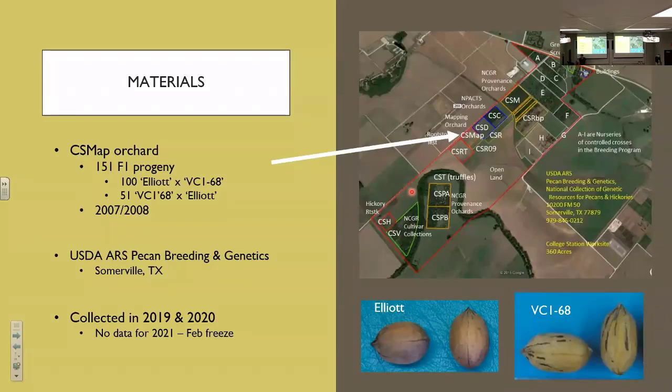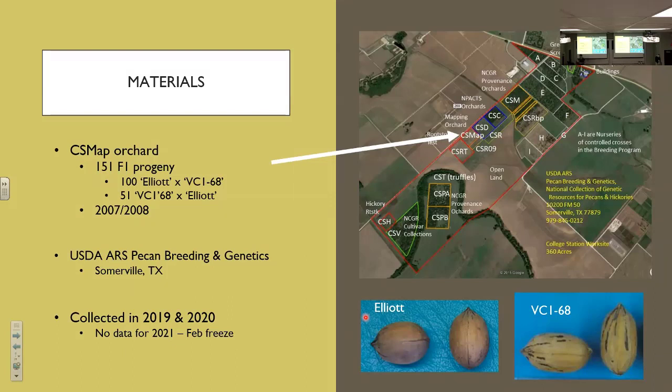Getting to the actual mapping population, termed CS map for College Station, it contains 151 F1 progeny from reciprocal crosses of two common cultivars, Elliott and VC168, whose nuts are shown here for reference. Elliott is a much smaller nut with a very spherical shape, whereas VC168 has a much more oblong or blocky shape, and is moderate to large in size.